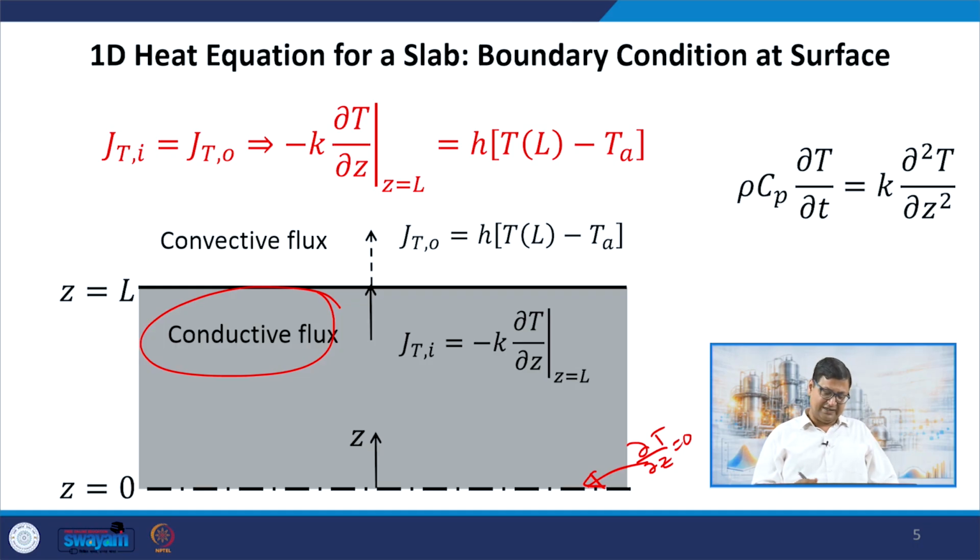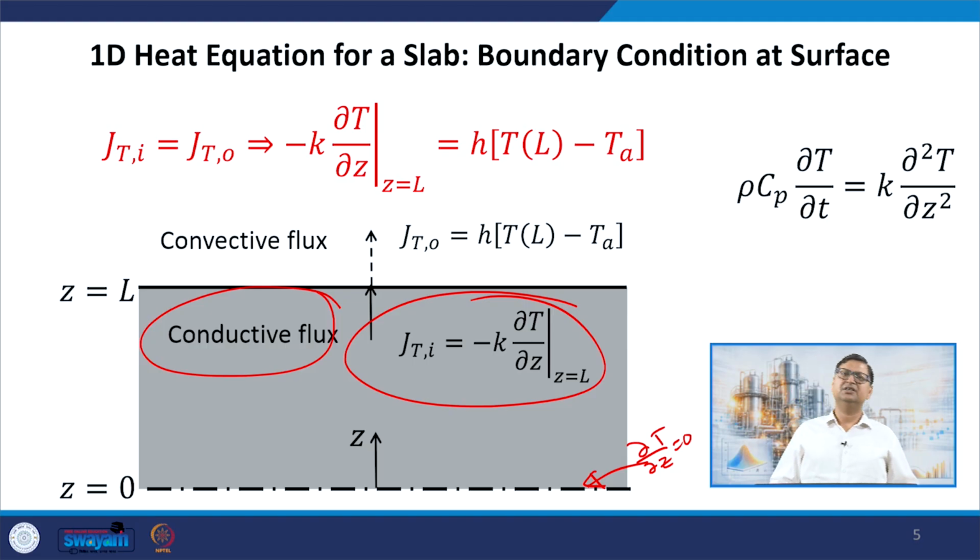So now I can write this inside conductive flux as minus k del T, that is coming from the Fourier law. The heat flux is minus k into temperature gradient, and the temperature gradient is dT/dz.